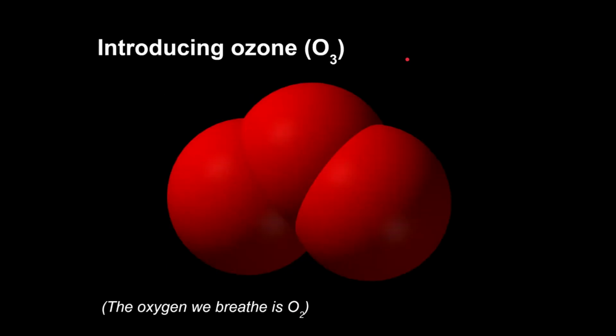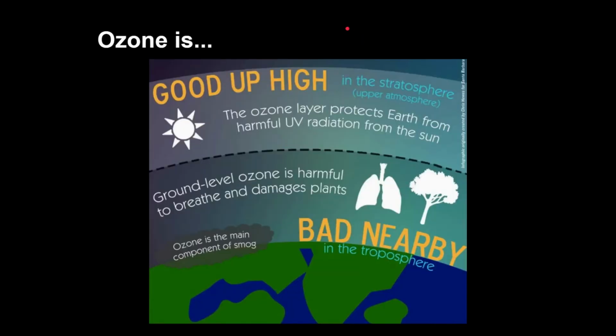Ozone is a compound made of 3 oxygen atoms bonded together. That's what makes it O3. The effect of ozone on living things depends on where the ozone is located. As the saying goes, ozone is good up high, but bad nearby.